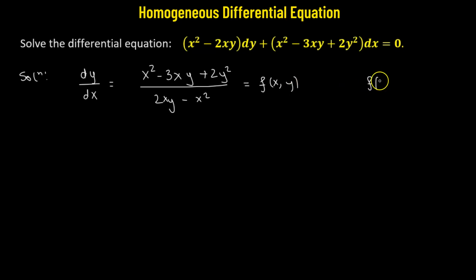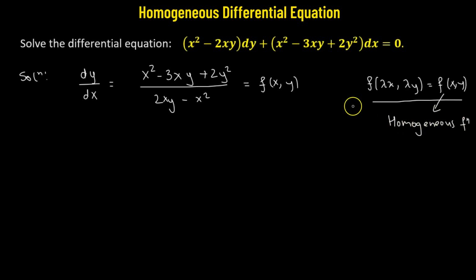If we consider this to be equal to the function f of x comma y, and we substitute x with lambda x and y with lambda y, then we will get back our original function f of x comma y. So this means that our function f of x comma y is a homogeneous function. Now because the function f of x comma y is homogeneous, this differential equation is going to be a homogeneous differential equation.